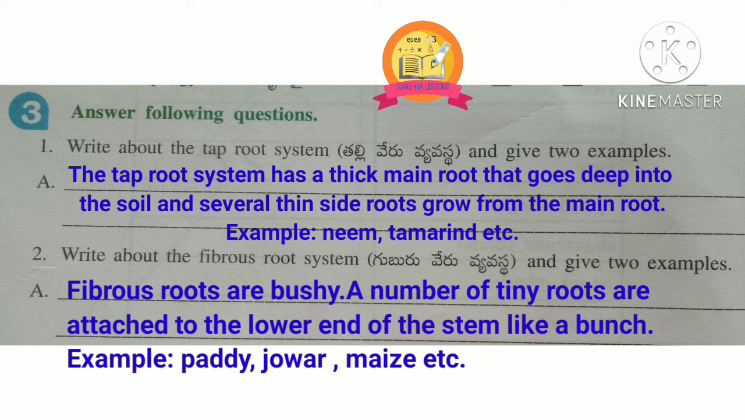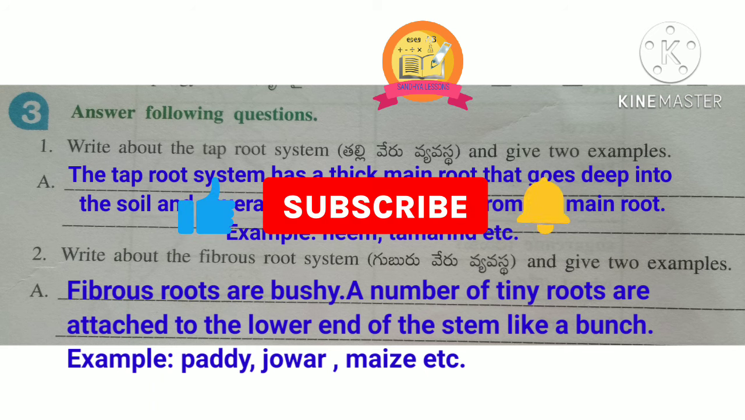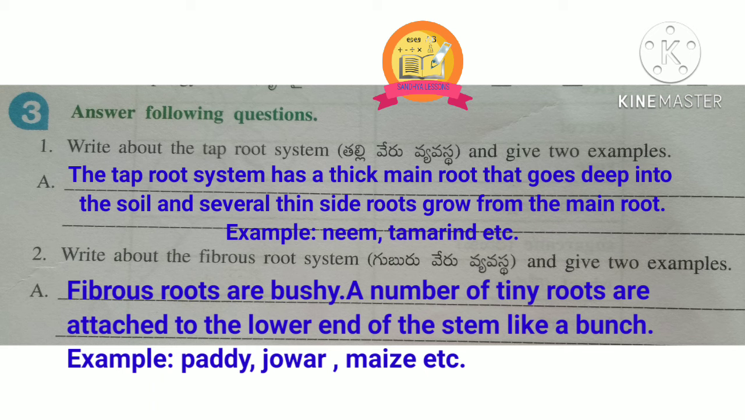Second question, write about the fibrous root system and give two examples. Fibrous roots are bushy. A number of tiny roots are attached to the lower end of the stem like a bunch. Example, paddy, jowar, maize, etc.